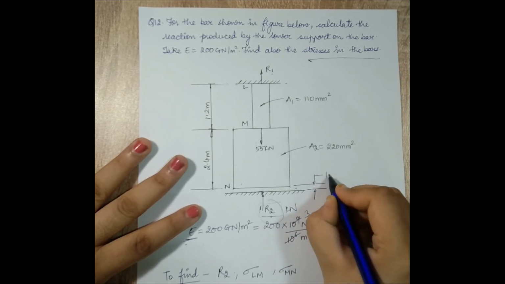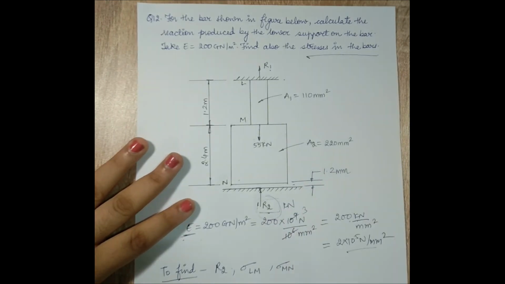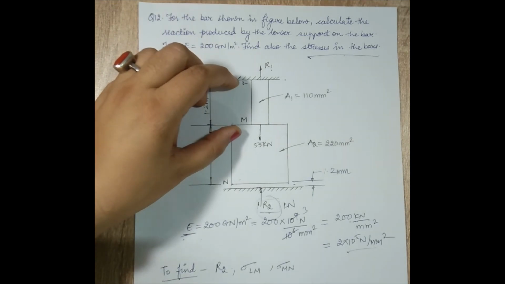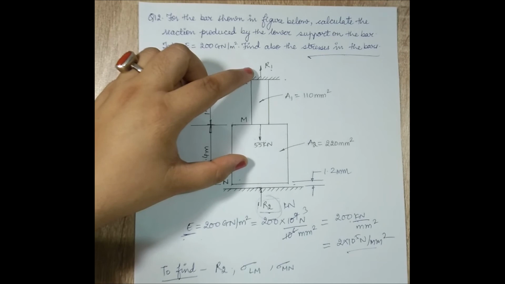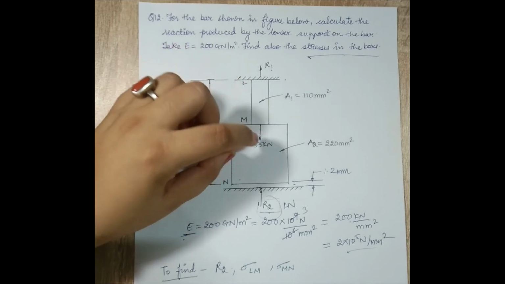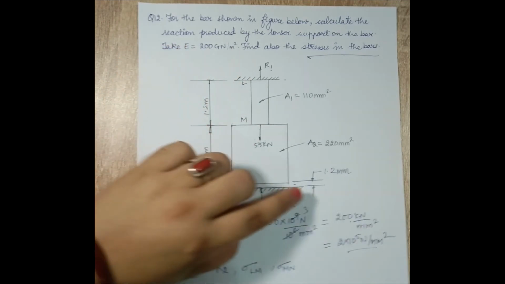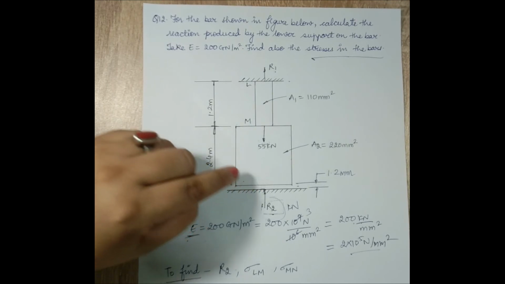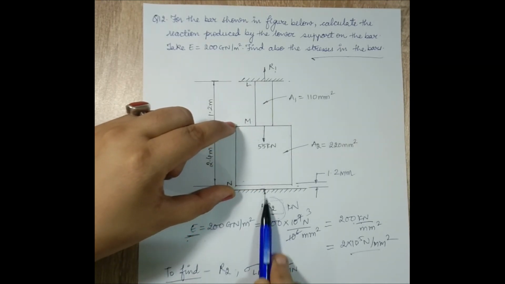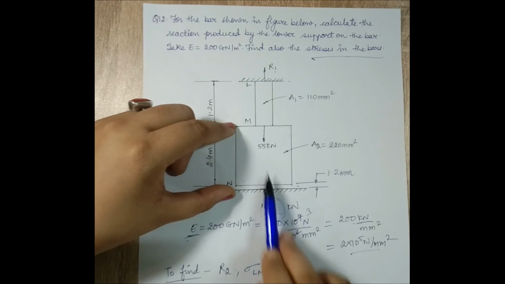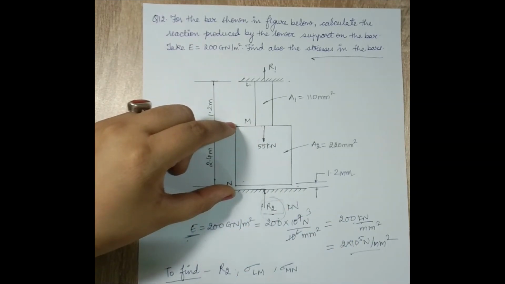The value is 1.2 mm. Okay, now if you look at the LM portion, you will observe that it is under tensile effect because one side is definitely showing tensile effect, and because of the load, obviously this gap of 1.2 mm is filled, and this bar will now show compressive effect because this side is clearly showing compression. So obviously this end also will have compression.